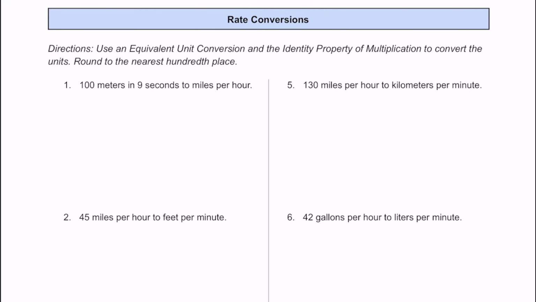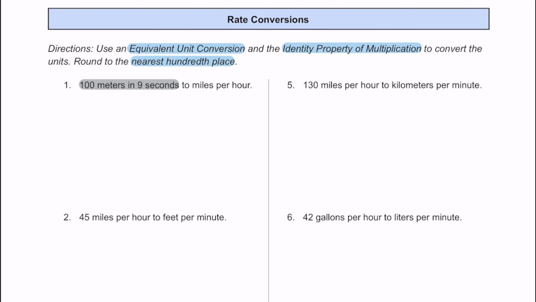Let's practice converting rates together. In each of these practice problems, we're going to start out by using an equivalent unit conversion, followed by using the identity property of multiplication, so essentially multiplying each of these units or rates by 1, and then we're going to make sure we round to the nearest thousandths place for our answer, just so we're consistent.